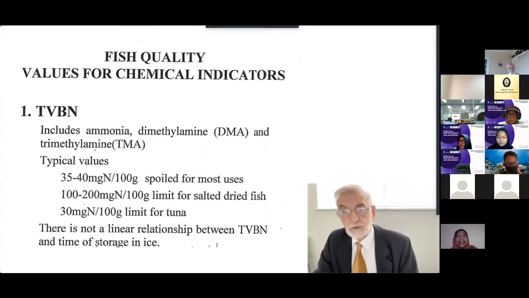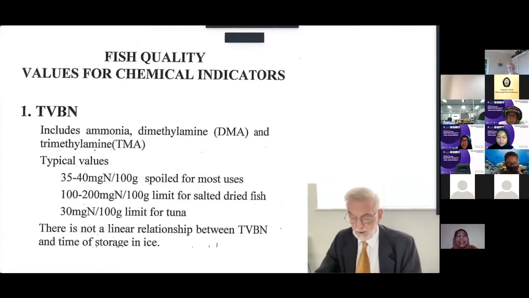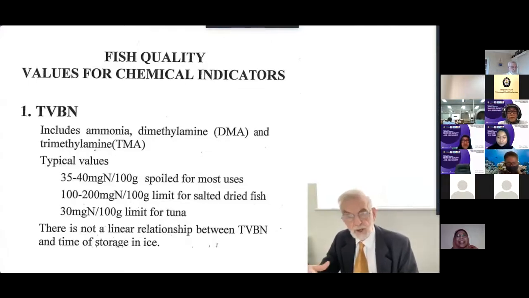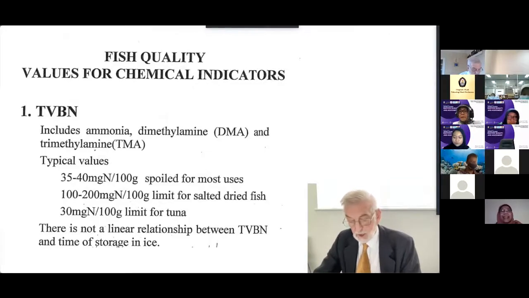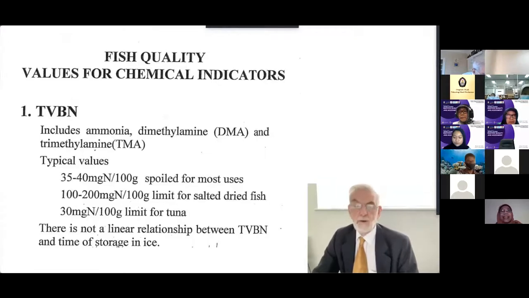Some typical values for TVBN. In most fish, 35 to 40 milligrams of nitrogen per 100 grams indicates that the fish is spoiled. But it does vary. Examples I've given you here: up to 200 milligrams of nitrogen per 100 grams if you're talking about salted dried fish. Tuna is slightly lower, about 30 milligrams of nitrogen per 100 grams of fish for tuna.